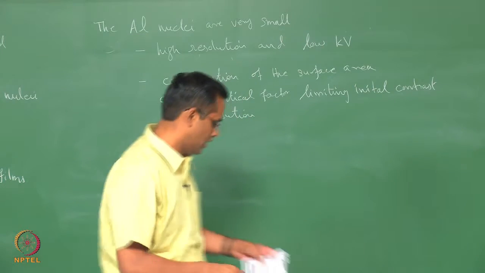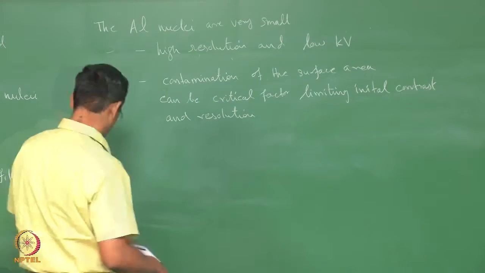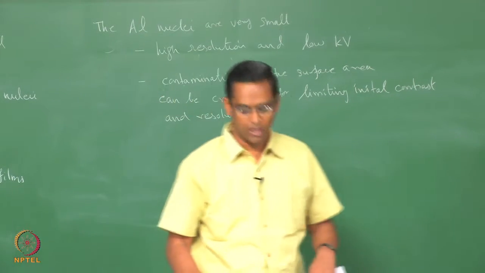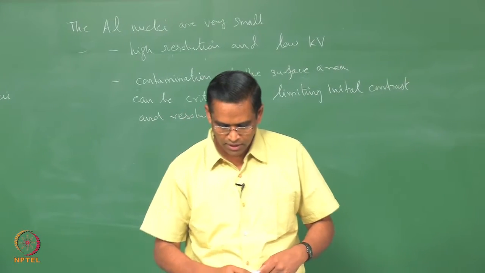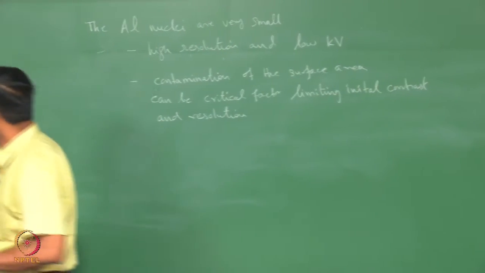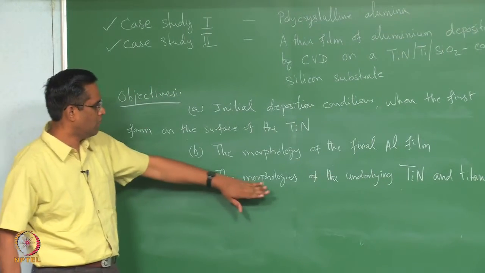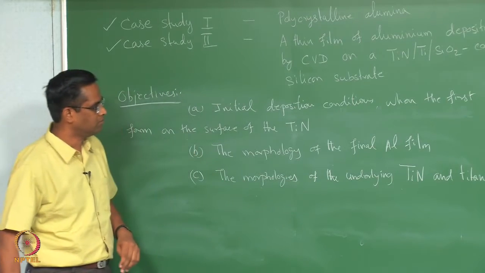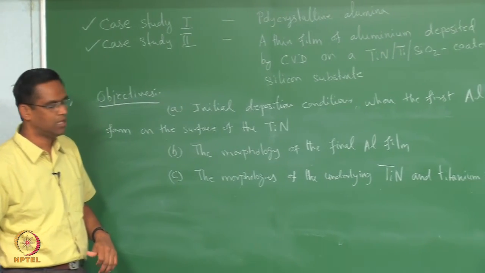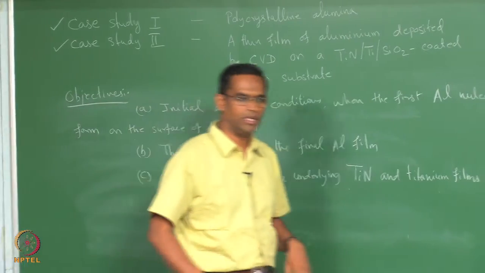So, this is another interesting study. We can also now focus on the other two objectives, looking at the morphology of the final aluminum film and the morphology of the underlying titanium nitride and titanium films. Probably I will take it up in the next class.